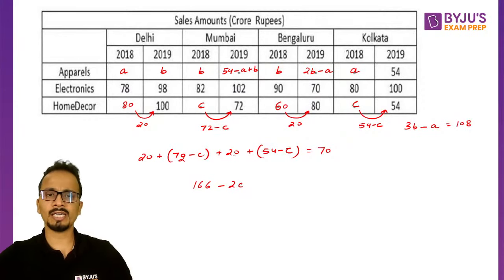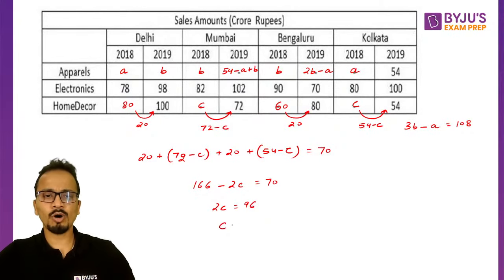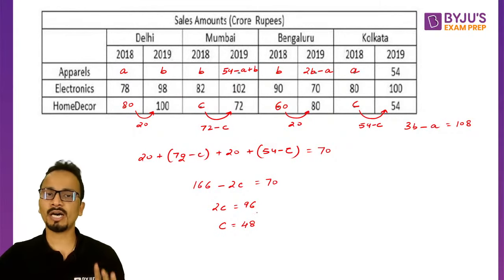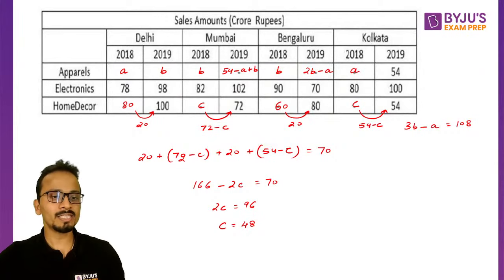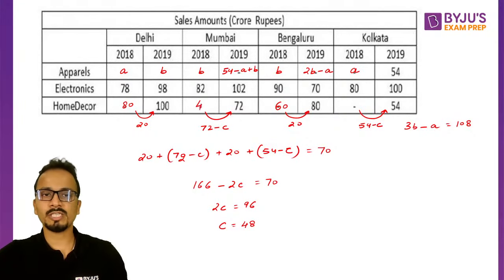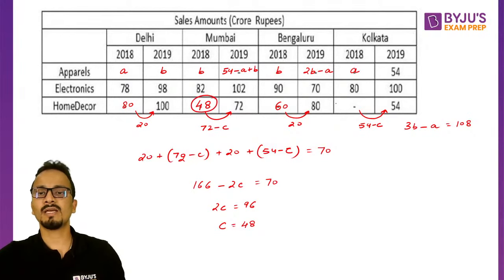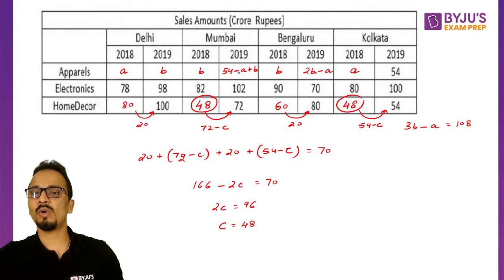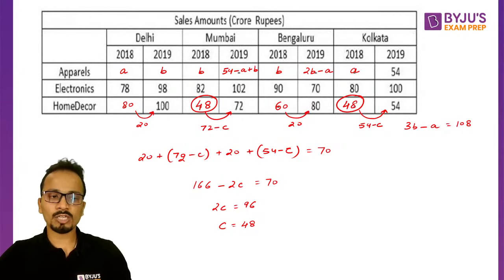So 166 is equal to 70. So the value of 2C will be equal to 96 and the value of C will come out to be 48. So the value of C I have got now, which is 48. Let us replace this value of C in the table by 48. So this will be 48 and this will be 48. Wonderful. So I've got the value of C.